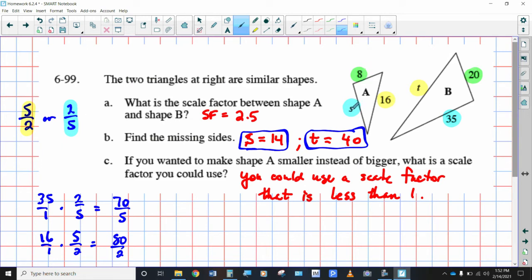Same thing applies over here. This is in between 8 and 16, because 16 was the longest and 8 was the shortest, so 14 falls between there. Yeah, those absolutely make sense. And then if you wanted to make a smaller instead of bigger, what scale factor could you use? You'd use anything that was less than 1. Whenever you multiply times a scale factor that's less than 1, something is going to get smaller. If you multiply something times a scale factor that's greater than 1, it's going to get bigger.